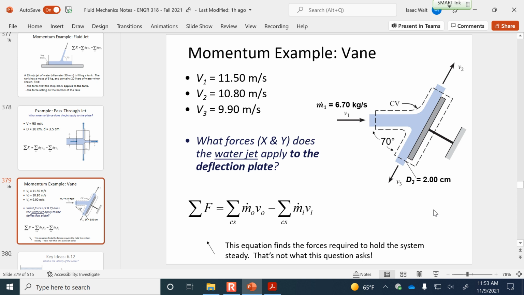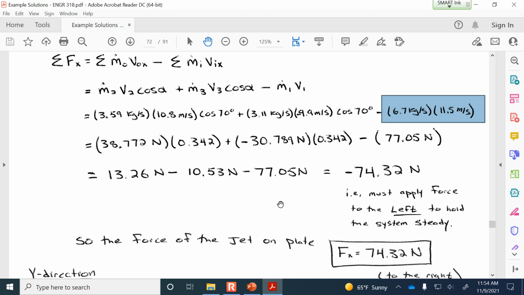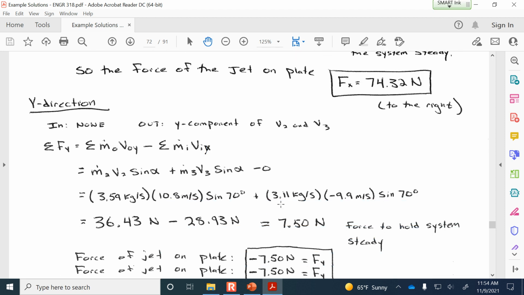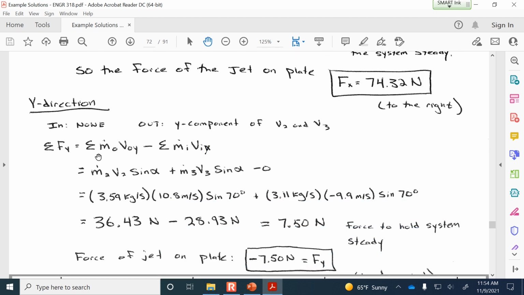Okay, now if we just briefly examine what's happening in y, the inflow stream doesn't have any y component. So the inflow term is 0, but the outflow term, there is an outflow that is up and an outflow that is down. Okay, so let's go through this. It's going to be the mass flow rate at 2 times the velocity at 2, and then the sine of the angle to give us the vertical component of that velocity stream.